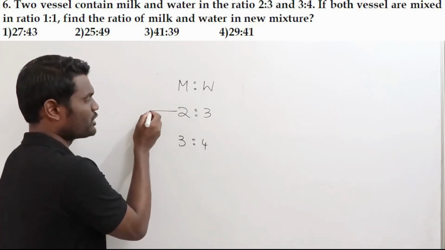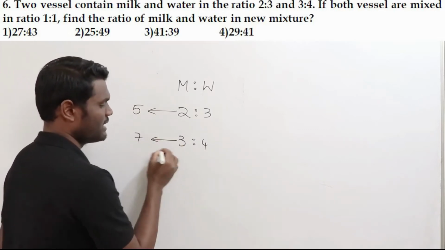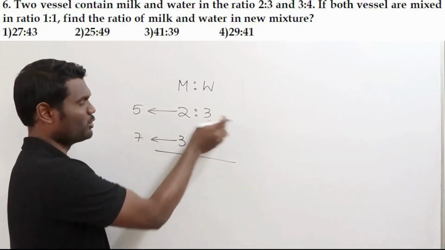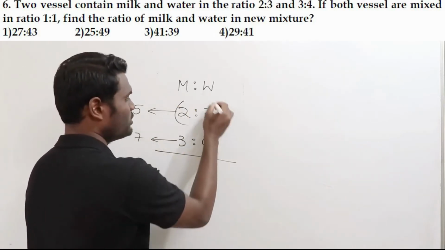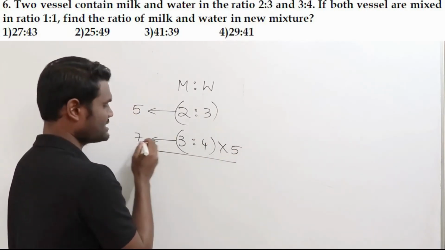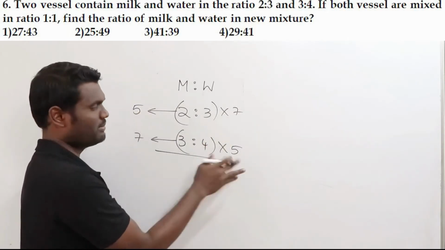container? Now if you look here, 2 plus 3, this will be 5. Now 3 plus 4, this will be 7. Now either you can take LCM, or as I told you, multiply below parts above, parts below. This is 5, multiply this with 5. As this is 7, multiply this with 7.